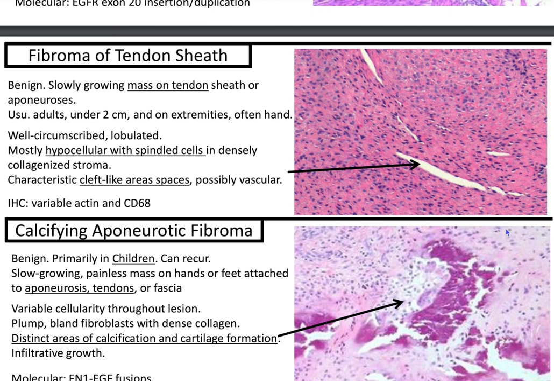Going back to fibroma of tendon sheath, though, histologically, it's mostly hypocellular spindle cells and densely collagenized stroma, and you'll have these characteristic cleft-like areas, possibly vascular, and IHC will be variable actin and CD68.